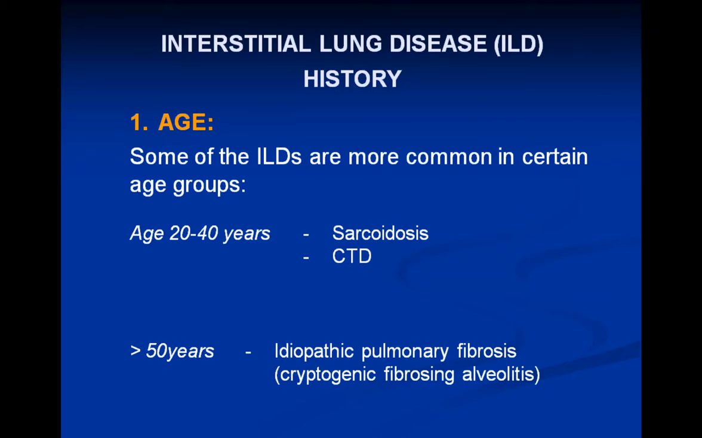So, interstitial lung disease, based on the history. First thing we have to consider is age. Generally, the age group of 20 to 40 years is more commonly prone to sarcoidosis and connective tissue disorders like rheumatoid arthritis, systemic lupus erythematosus, and many others. Idiopathic pulmonary fibrosis is a classical example of usual interstitial pneumonia, which is usually seen in people greater than 50 years of age.